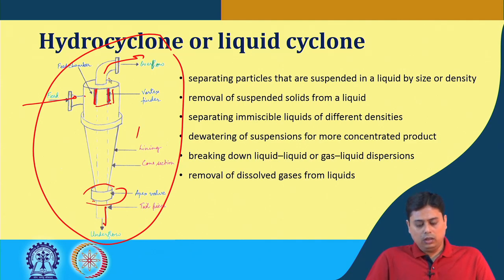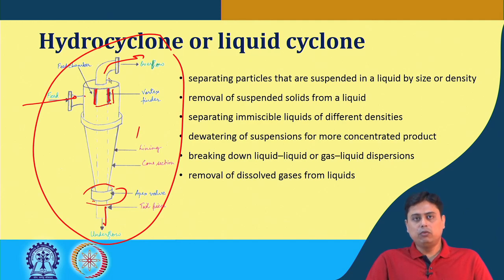So all the concepts that we have discussed apply similarly in this hydrocyclone or liquid cyclone. That means when the fluid phase is liquid, it is called the hydrocyclone, and when it is the gaseous phase, it is the gas cyclone. The family of hydrocyclones finds extensive use in separating particles suspended in liquids by size or density. So if there is a range of particles having different sizes and densities, they can be separated in these hydrocyclones.